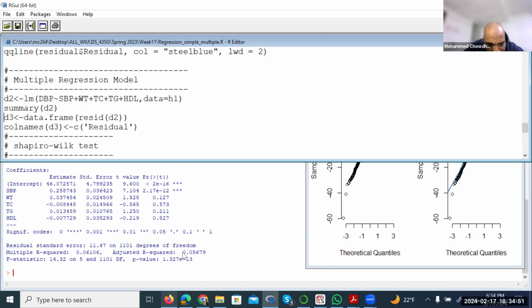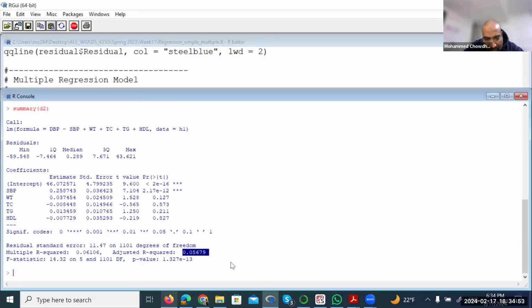From the R square value, we see that almost 6% of the variation of DBP is explained by the SBP, weight, TC, TG, and HDL, and the remaining 94% is due to other factors which are not included in the model. From F statistics and p-value, we see that the overall model is significant.